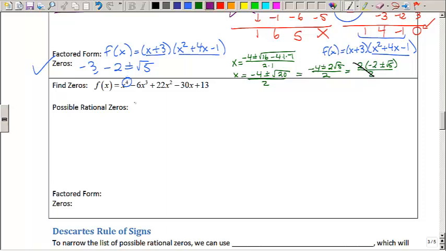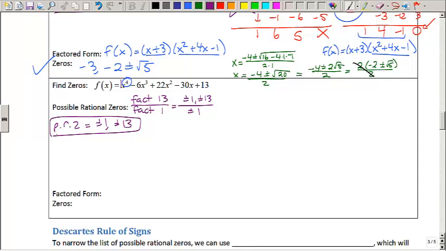So let's go ahead and list the possible rational zeros, which are the factors of the constant term 13 over the factors of the leading coefficient, which in this case is 1. The factors of 13 are plus or minus 1 and plus or minus 13. The factors of 1 are plus or minus 1, which makes the possible rational zeros 1 over 1 is 1, 13 over 1 is 13.